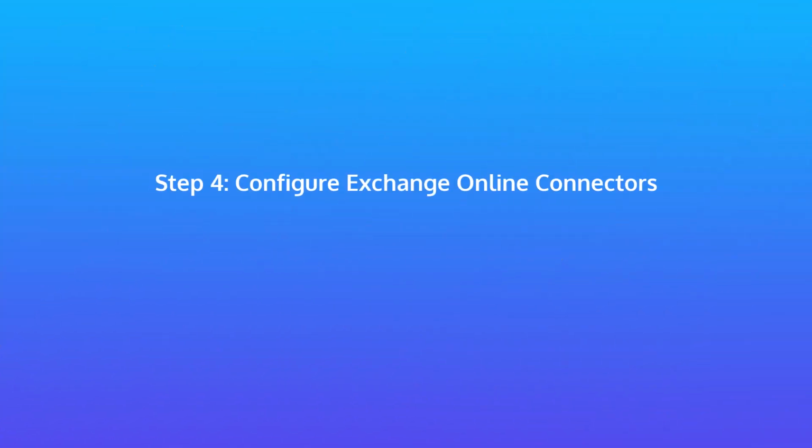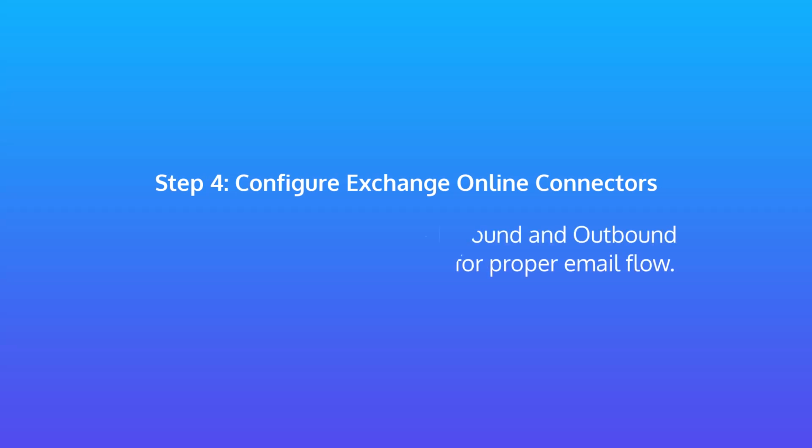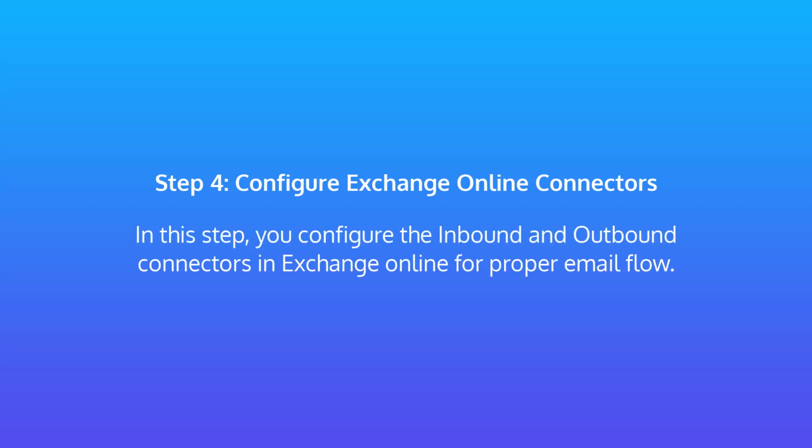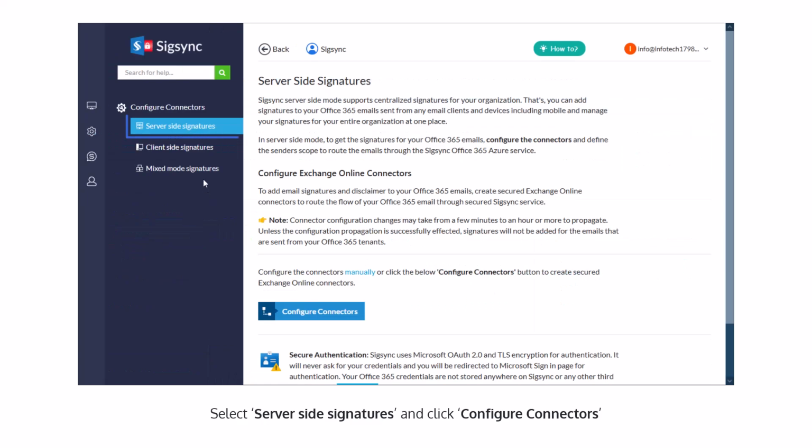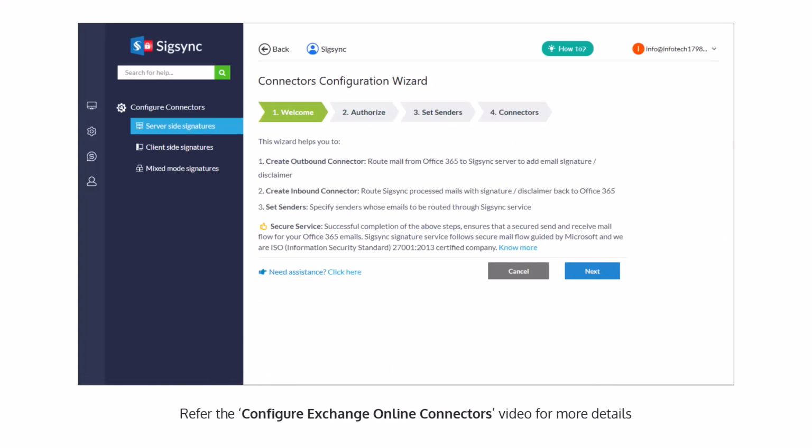Step 4. Configure Exchange Online connectors. In this step, you configure the inbound and outbound connectors in Exchange Online for proper email flow. Select the Configure Connectors tab from the Sigsync dashboard. Select Server-Side Signatures and click the Configure Connectors button to proceed with the Exchange Online connectors configuration. For more details on the connector configuration, see the Configure Exchange Online connectors video.